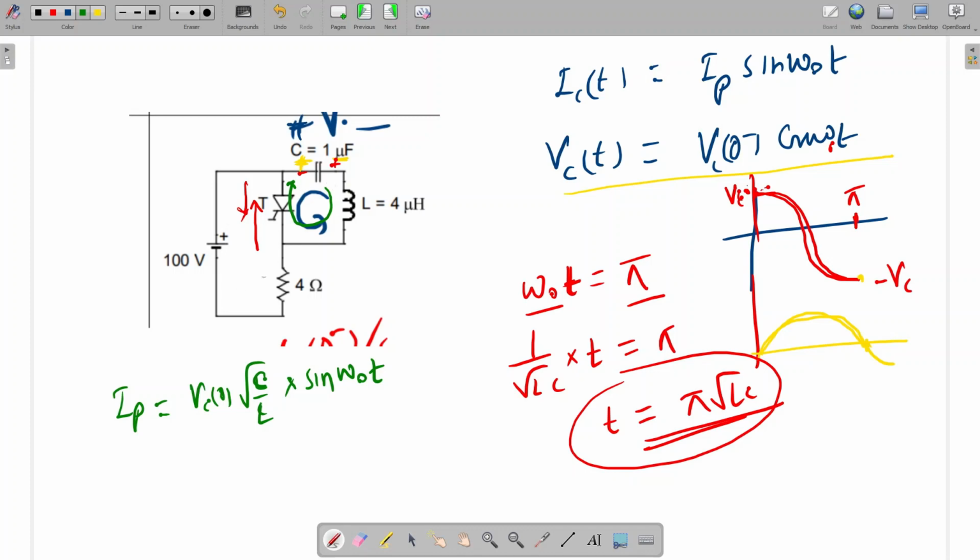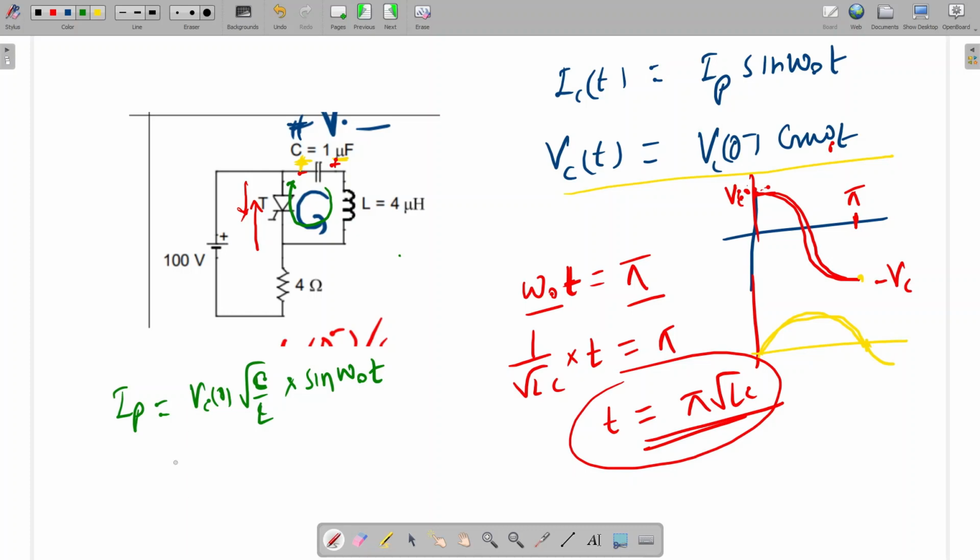What is the load current? Can anyone tell? 100 by 4. So through this thyristor, this current will be due to the load current. What will be the 100 by 4? How much will be the current? 25. Okay. So when this current will be 25, that time it will be turned off.